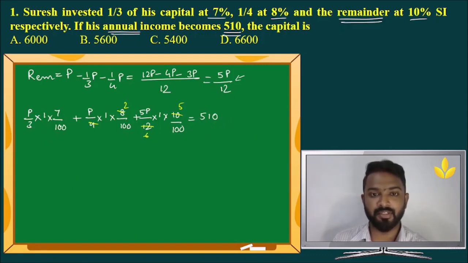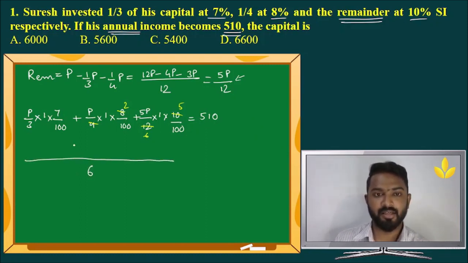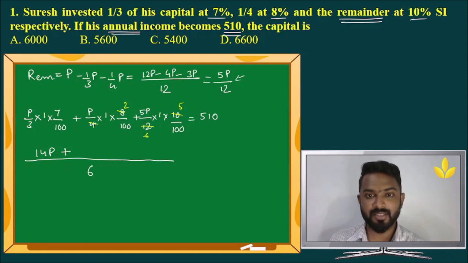Other things, we have 3, 1 and 6 as the denominators. The LCM of 3, 1 and 6 is 6. 6 by 3 is 2. So we have 2P into 7. 2 into 7 is 14. 14P plus 6 by 1 is 6. 6 into 2 is 12. So we have 12P plus 6 by 6 is 1. 1 into 25 is 25. 25P. This is equal to 510 into 100.